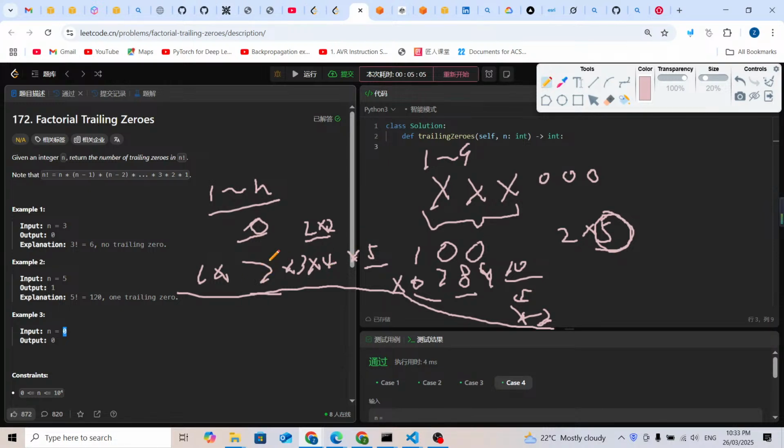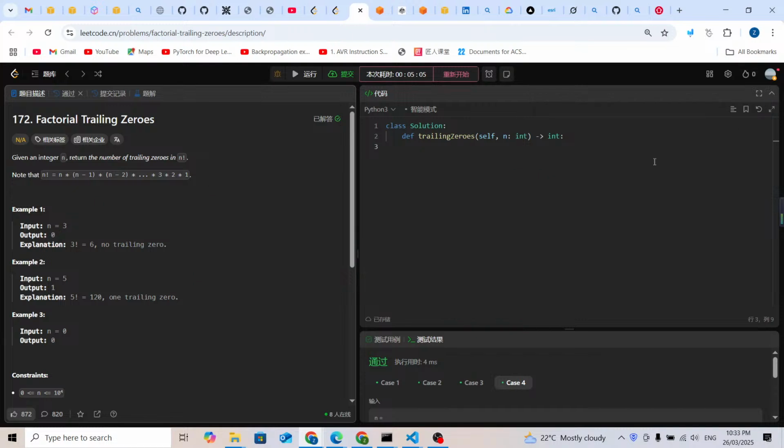As you can see from the example, because 2 is a smaller number, there are always more 2s than 5s. So we can just check how many 5s there are from 1 to n, and then we know how many zeros. The number of trailing zeros is going to be the number of 5s. So let's just solve that.